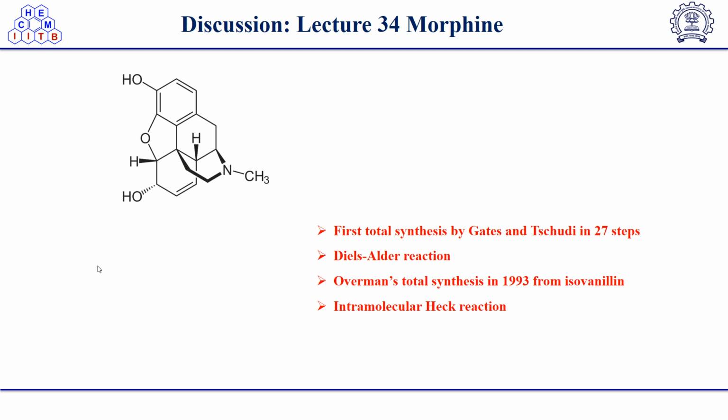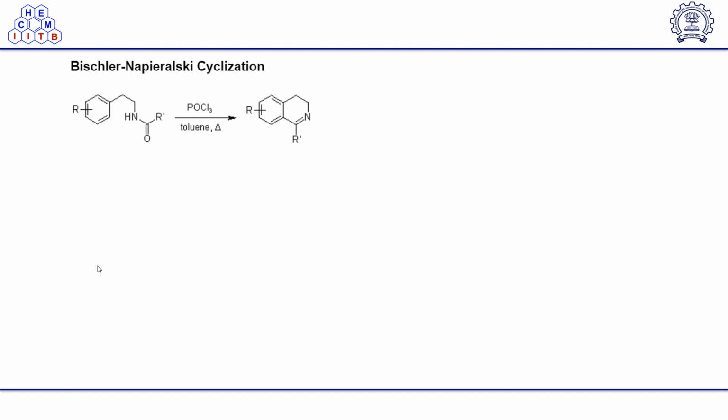So now we will move on to the discussion of some named reactions which we have seen in this week 6 lectures. So the first reaction is Bischler-Napieralski cyclization. As we can see, it is the formation of this quinoline kind of compound, that is, treatment of this particular amide with POCl3 in toluene under heating conditions, we are getting this cyclized product.